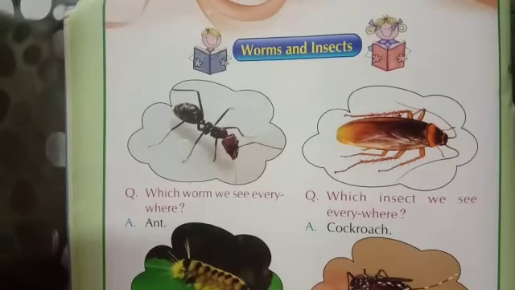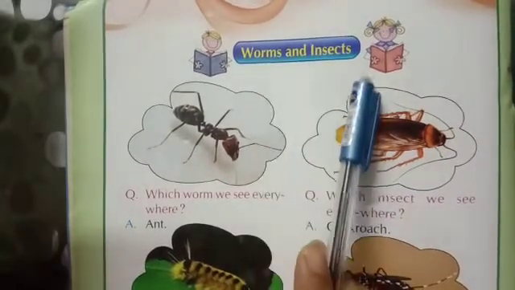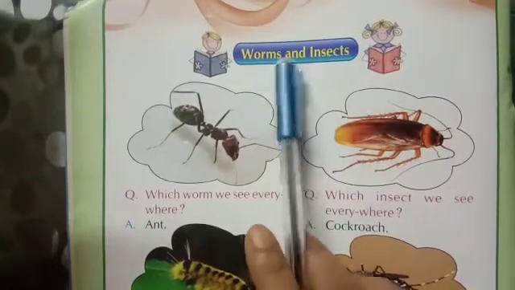Hello students, all of you take out your GK book, that is page number 22. Okay, so what is on page number 22? You see worms and insects. First we will learn what worms are.